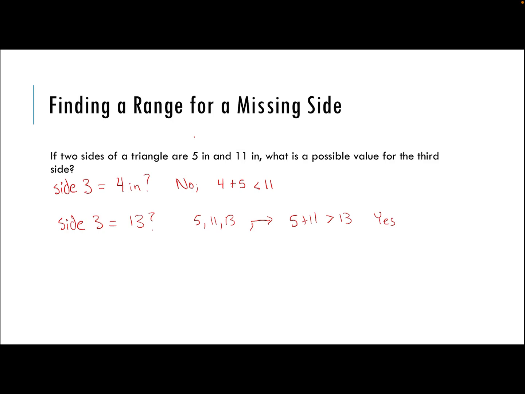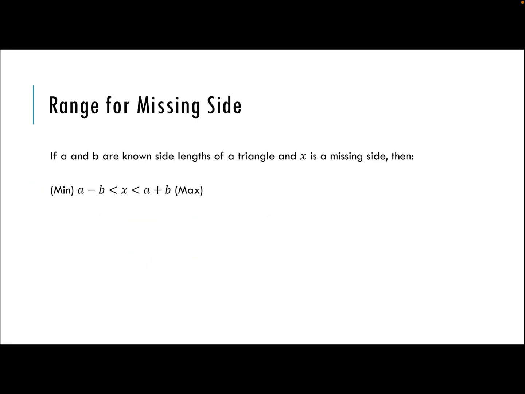But what if, so right now we had no, we had yes. What if side 3 equaled 30? Then you have a possible triangle with sides 5, 11, and 30. So 5 plus 11, which is 16, is less than 30. So the answer here is no. So what's the range of values that we can use to make a triangle? Well, if A and B are known side lengths and X is the missing side, then X is between the difference of the two side lengths and the sum of the two side lengths.